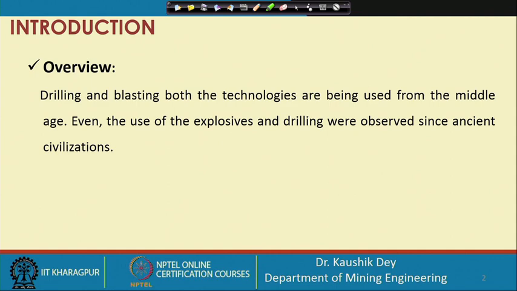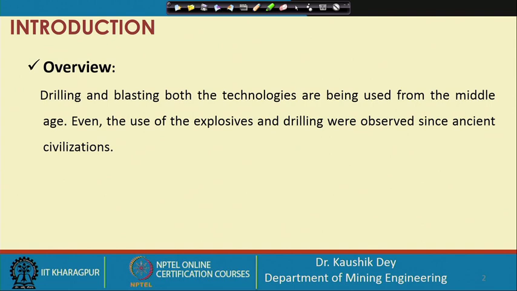And if you look back into our history, you will find that both drilling and blasting technologies were used very commonly since the Middle Ages. Even history says that explosives and drilling were used in ancient civilization also. The first drilling was carried out in the field to tie cattle, by drilling a hole, hitting a bamboo or a wooden piece into the soft soil by hitting it from above. So, these were the raw technologies carried out in ancient times to create a drilling.